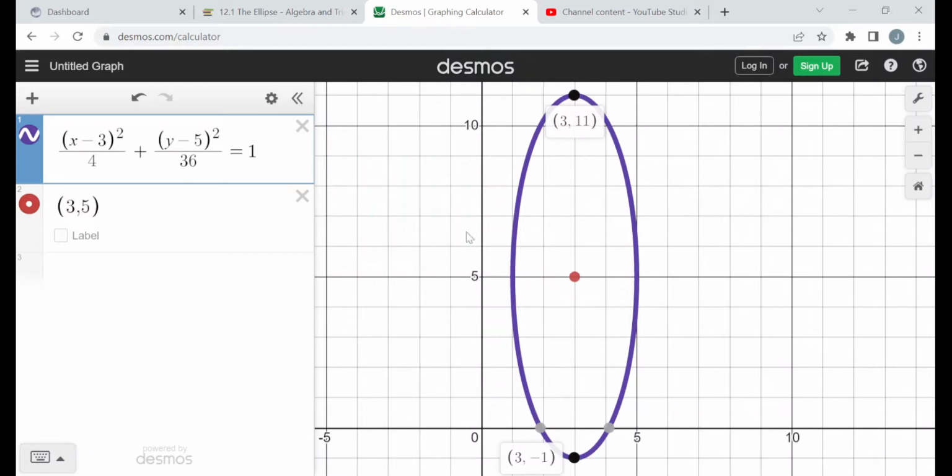And again, you can plot the foci if you want, but I'll leave that to you. But the foci should be on the same line with the vertices, right? Should be on the major axis all the time, inside the ellipse, right? If you graph the foci and they end up outside the ellipse, then something went wrong. You did something wrong. Go back and check your work.